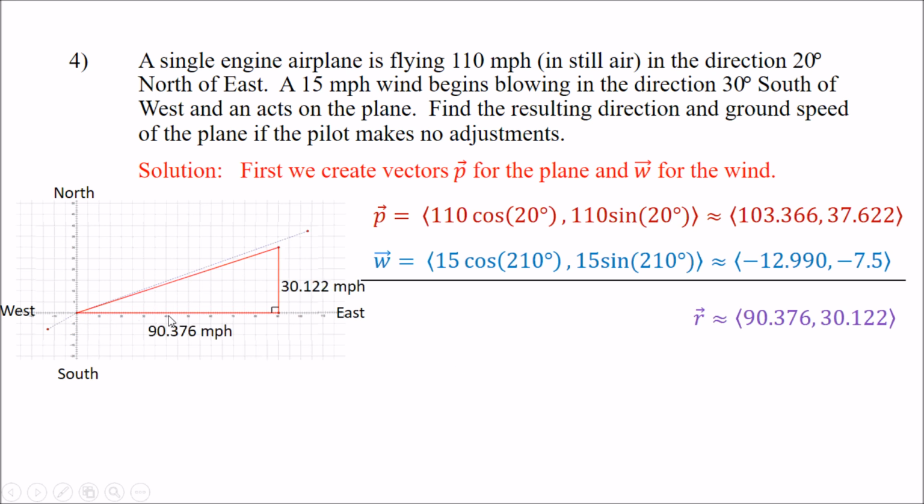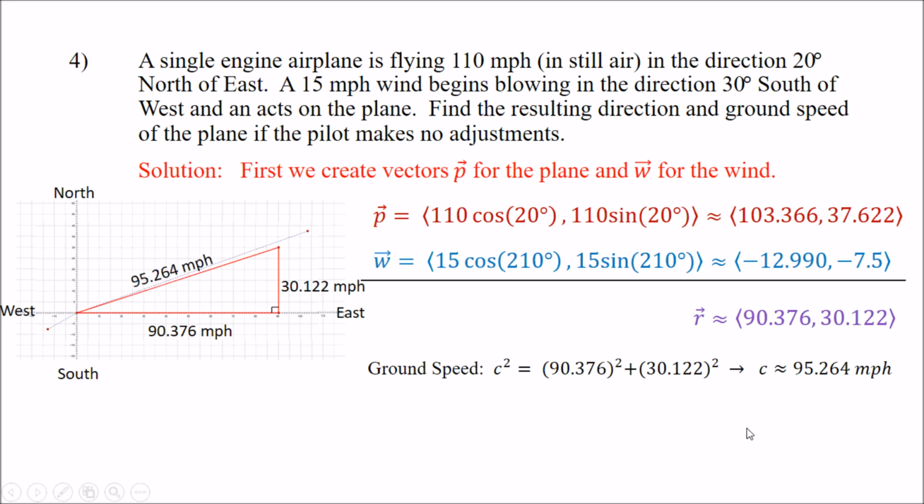But I do know he's going about 90 miles per hour to the east and about 30 miles per hour to the north. And what I need to do to find the resulting ground speed is find the magnitude of the resultant vector. I'm just using the Pythagorean theorem, and I got that to be about 95.264 miles per hour. And so that's the resulting ground speed. So he's no longer doing 110 miles per hour, he's now doing just over 95. So he lost roughly about 15 miles per hour overall, but he's also being blown slightly off course, as you can see.